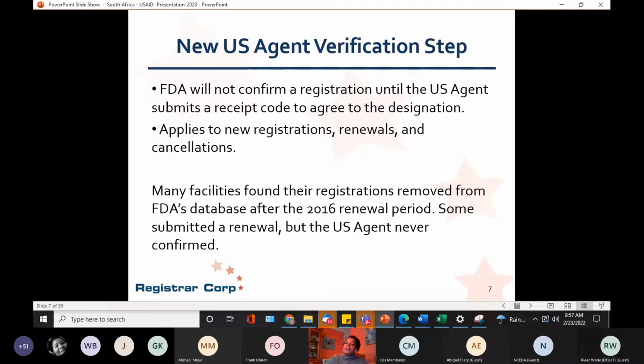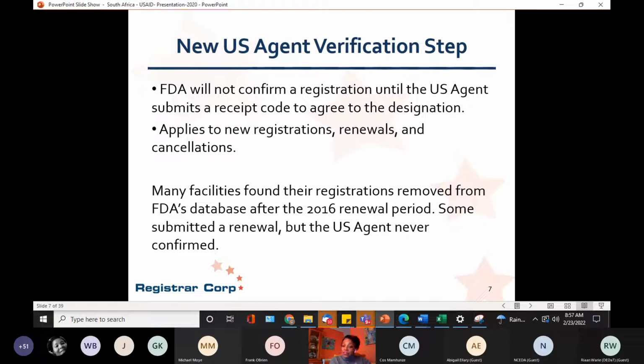Another very critical step that FDA has added to the registration is, first we mentioned you need to register in general. Second, you need to designate a U.S. agent. We talked about renewal of the registration, but there's another part, which is the new U.S. agent verification step. And that verification step means if you choose Registrar Corp, or if you choose Coley Anderson, or whoever you choose to be your U.S.